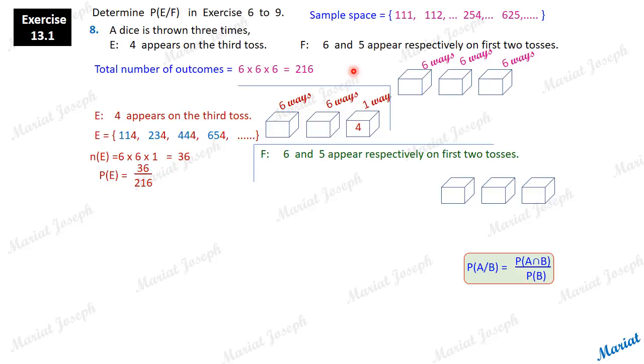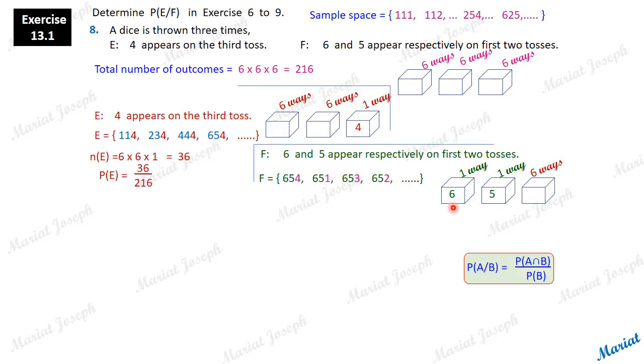Now, the second event: 6 and 5 appear respectively on the first two tosses. What does that mean? The first should be 6, the next should be 5. So what are the possible outcomes? 654, 651, 653, any. The third number can be anything. But these two can happen only in one way, exactly 6 and exactly 5. But the third one can happen in any of the 6 ways. Any number, 2 or 3 or 4 or whatever.